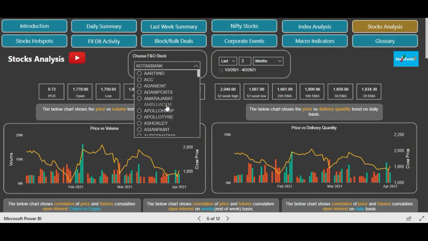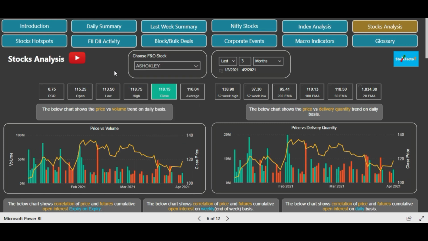I will choose the stock Ashok Leyland. You can find the stock here, and let's see the data of Ashok Leyland. So friends, as you can see on your screens, the Ashok Leyland data has been filtered and the default time frame is 3 months. Let's now start analyzing with the futures data.